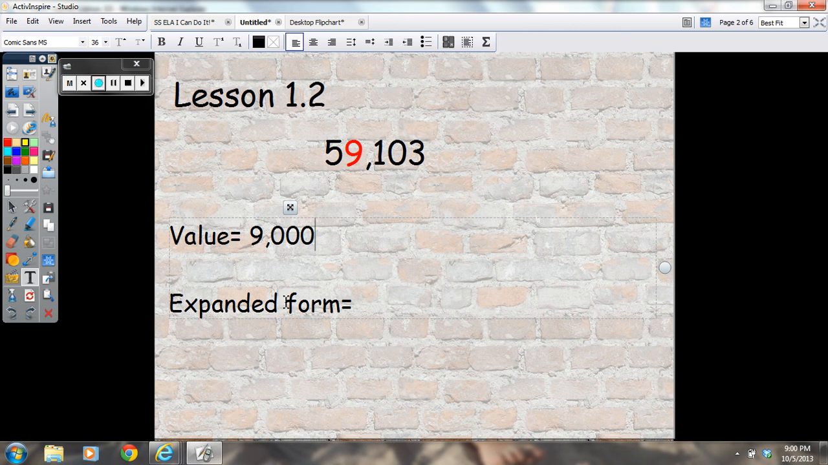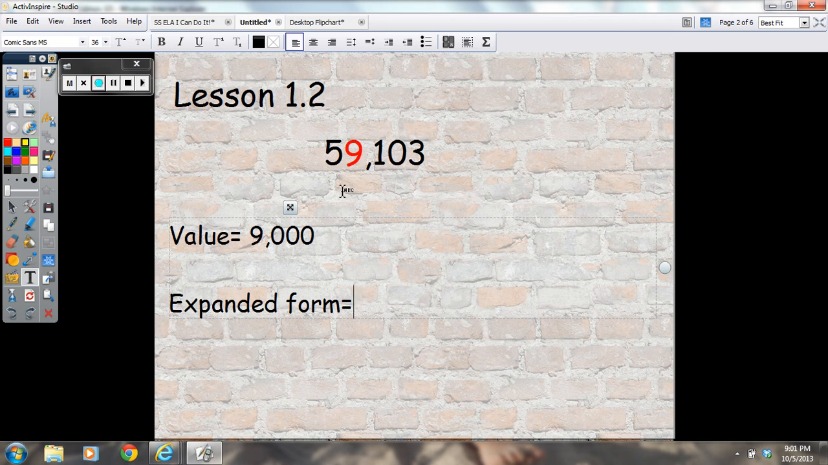Now what about expanded form? What we have to do with expanded form is basically what we did with that 9: we had to find the value of each one of these numbers that are in each one of these places, and we have to add them together to find that value of 59,103.